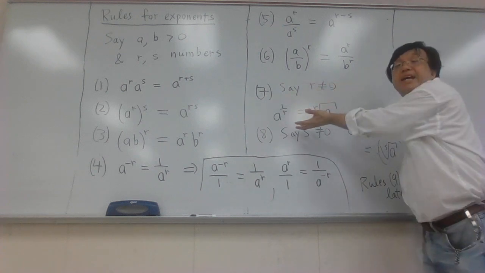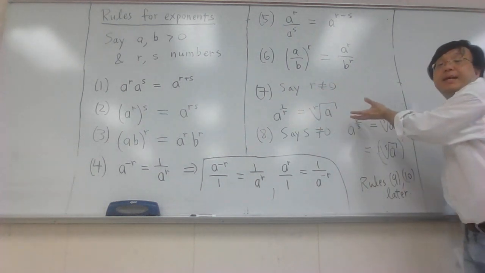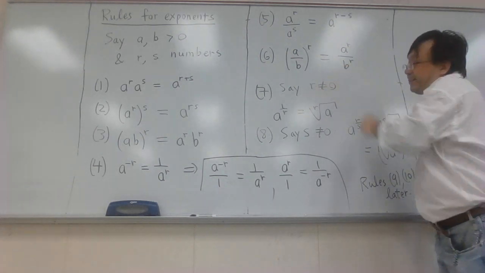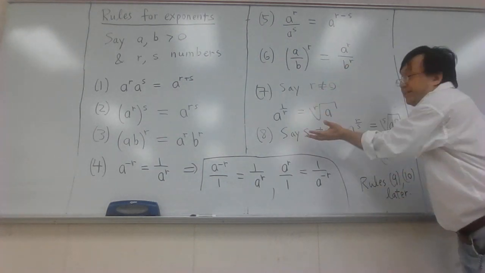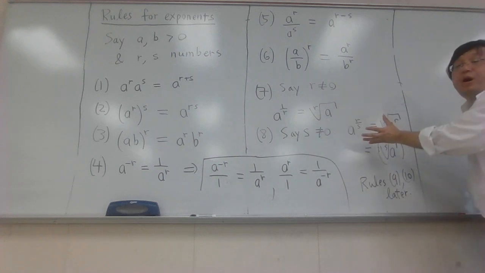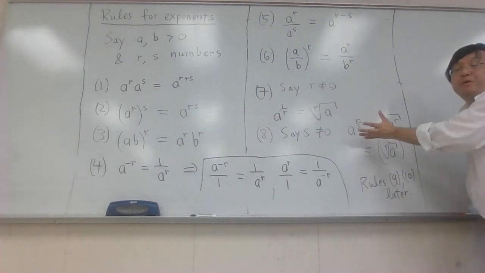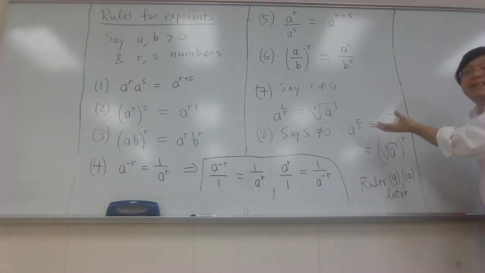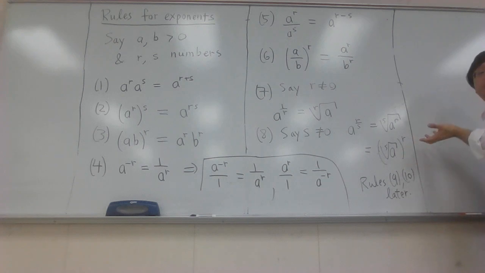Rule 7, a to the power of 1 over r is the same as taking the rth root of a, assuming that r is non-zero. Rule 8, say s is non-zero, a to the power of the fraction r over s is the same as taking a to the power of r and taking the sth root, or taking the sth root of a and taking that to the power of r.